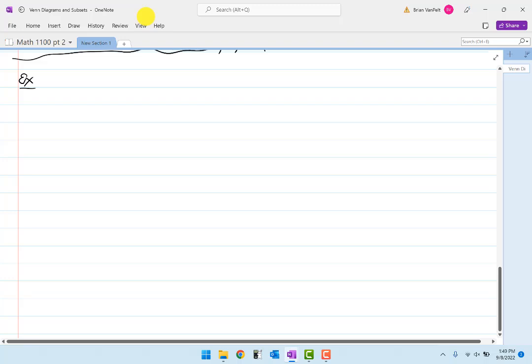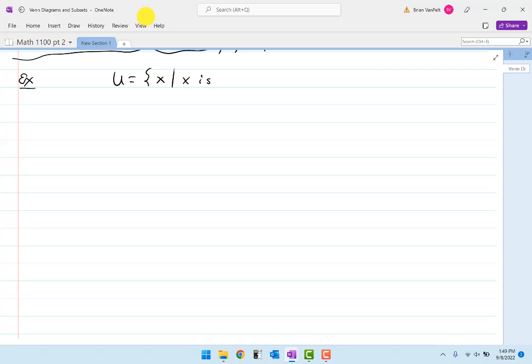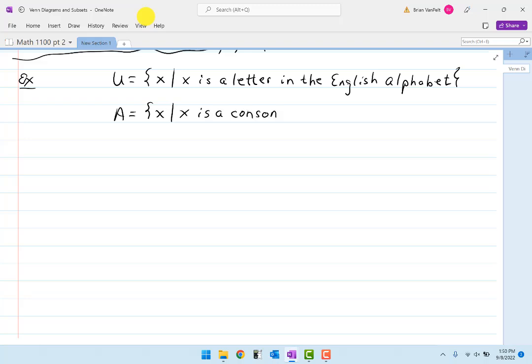Let's try another U. U will equal X such that X is a letter in the English alphabet. So we know that U has 26 letters. A will be the set of all X such that X is a consonant in the English alphabet.